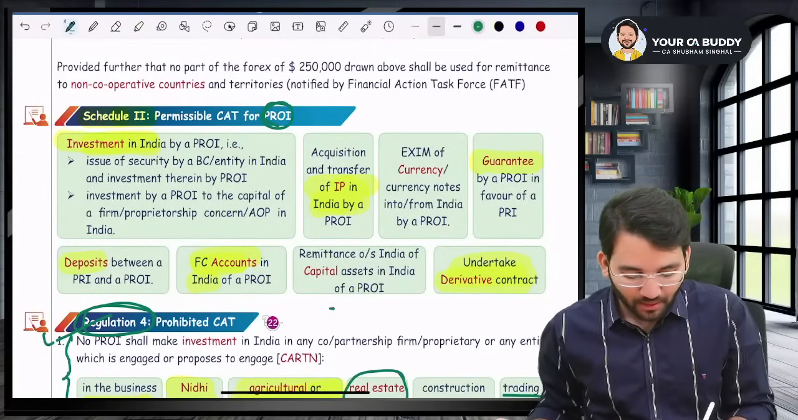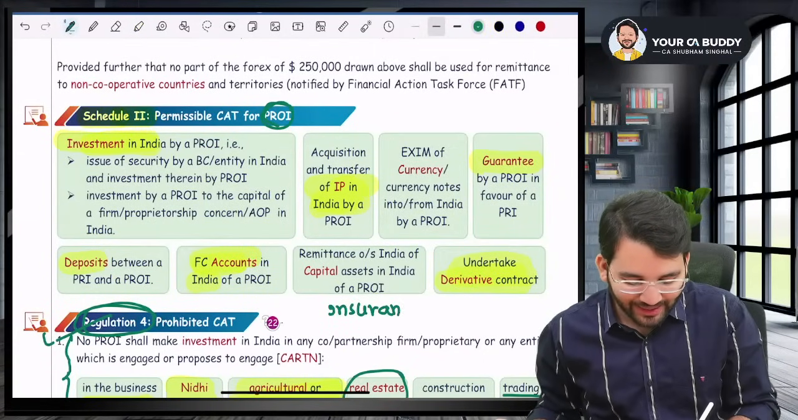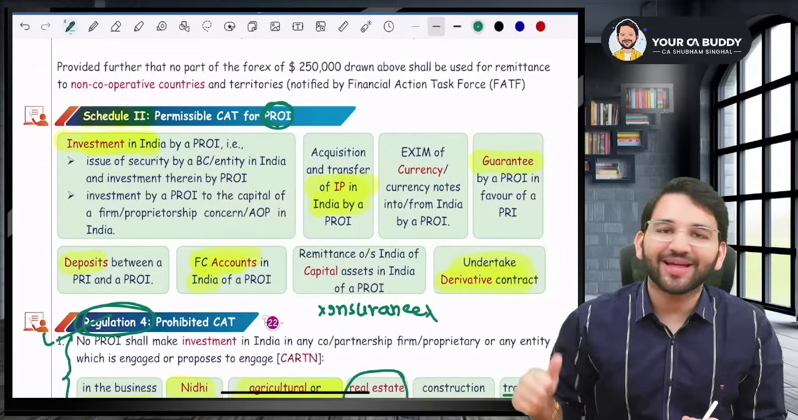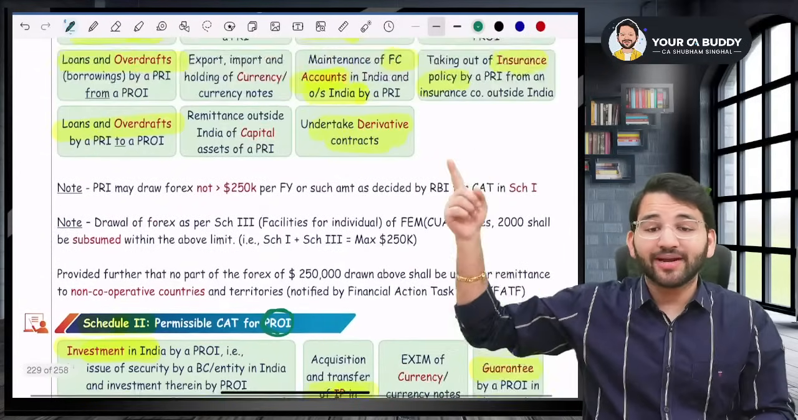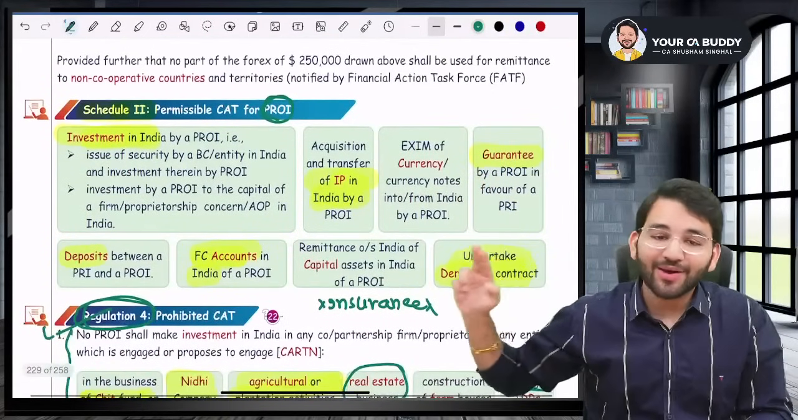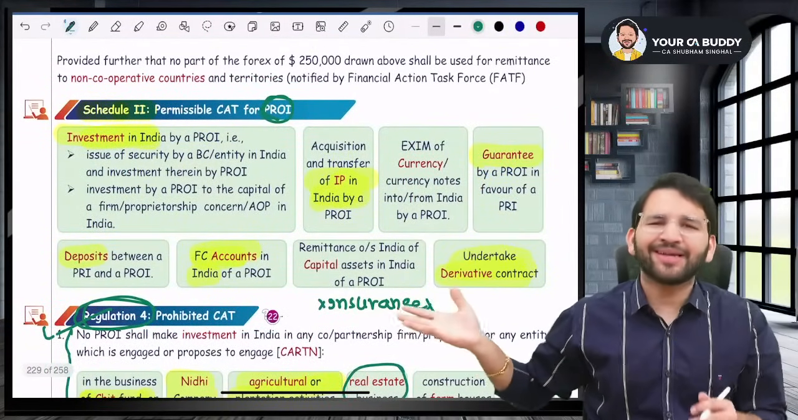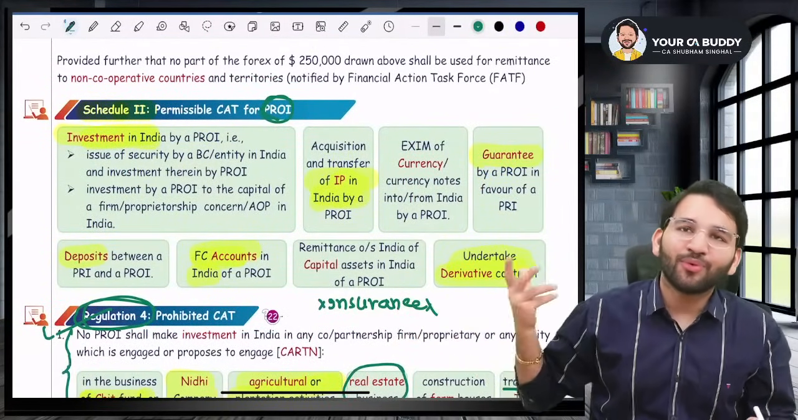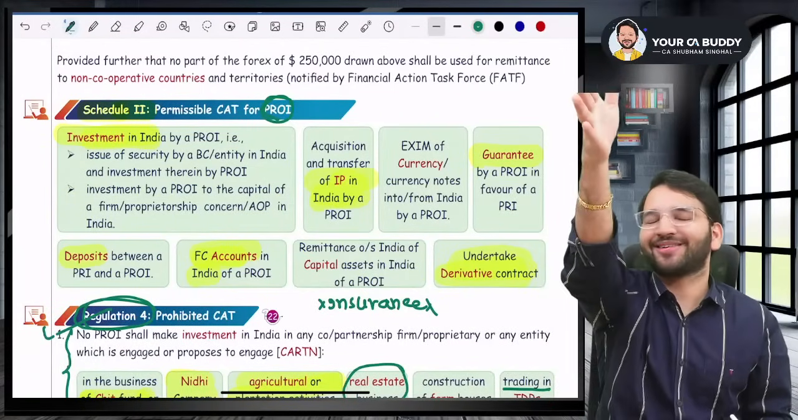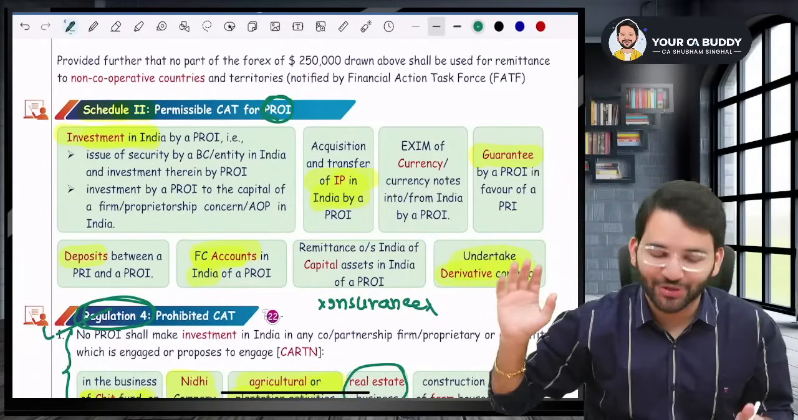But see, they cannot come to India and take insurance. Insurance is something that they cannot take in India. We can go outside India and take an insurance policy, but they cannot come to India and take insurance because insurance is a risky business. Sir, we don't want India to be paying to outsiders. So we said outsiders cannot come and take insurance in India.